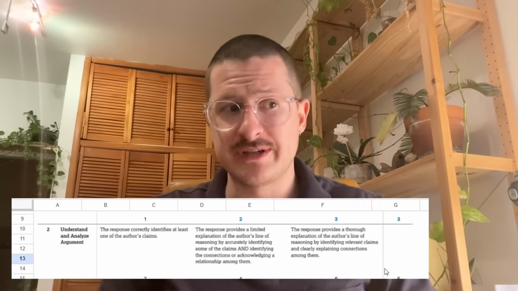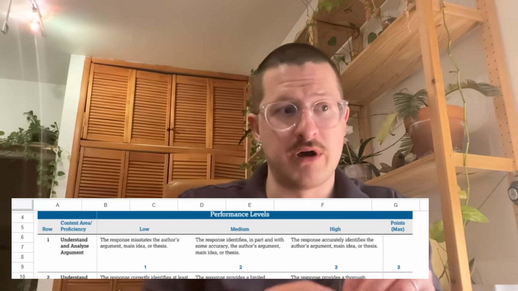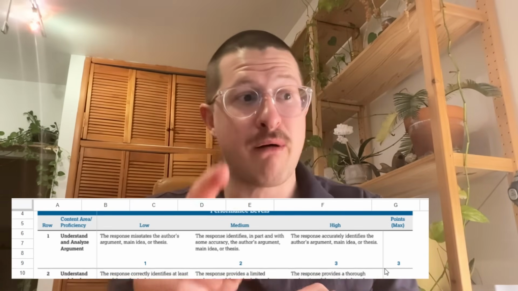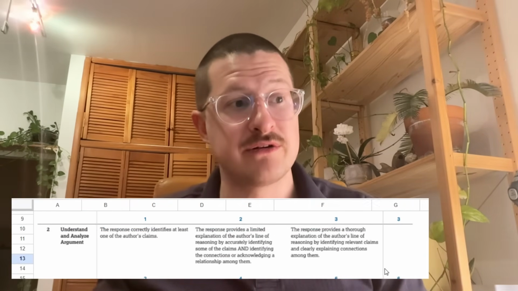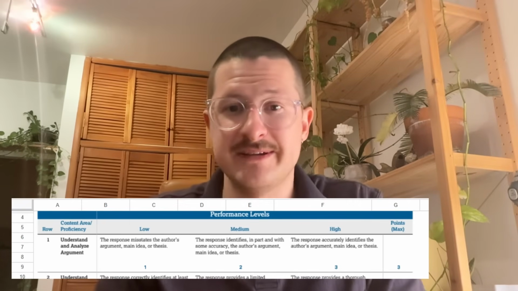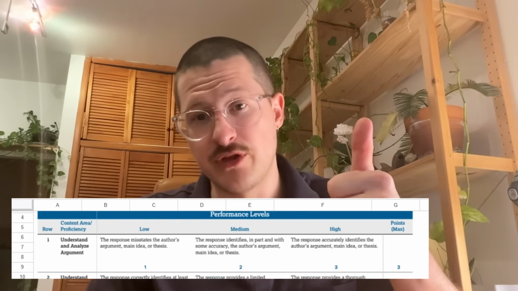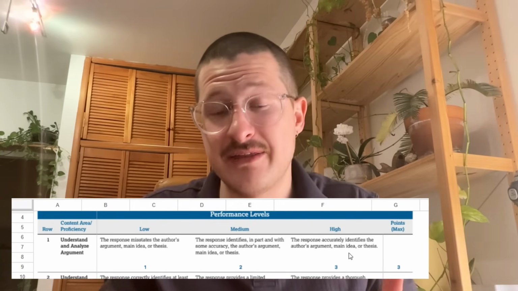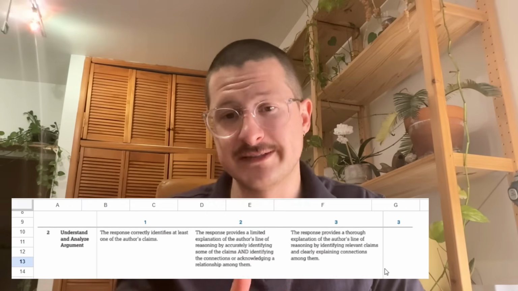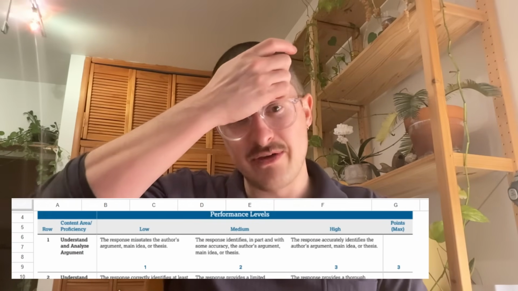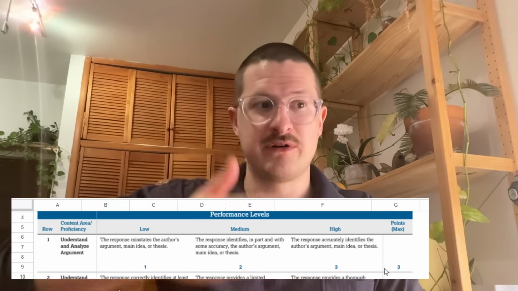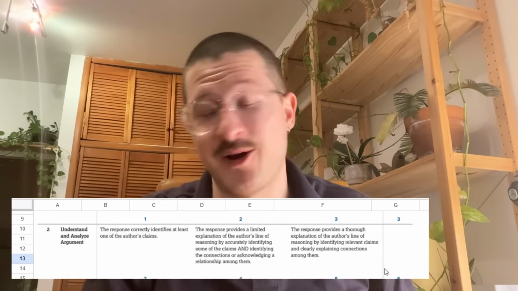Now, number 2 says the response identifies in part or with some accuracy the author's main idea or thesis. This is like I talked about. This might be greed is good for the economy, but you haven't mentioned anything about its detriments for health, or vice versa. And then high, those 3 points accurately identifies the author's main argument, idea, or thesis. There is a right or wrong answer for question number 1.